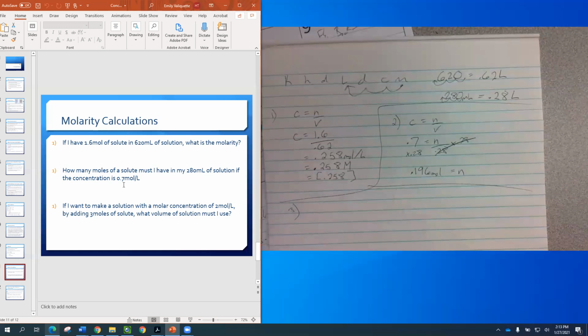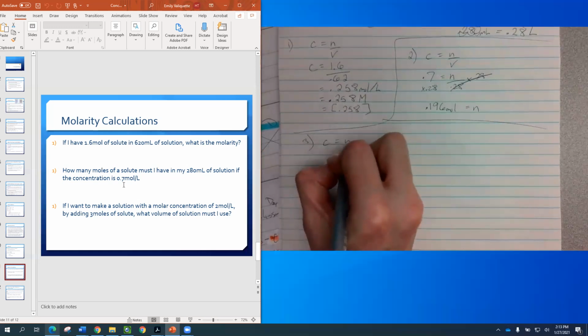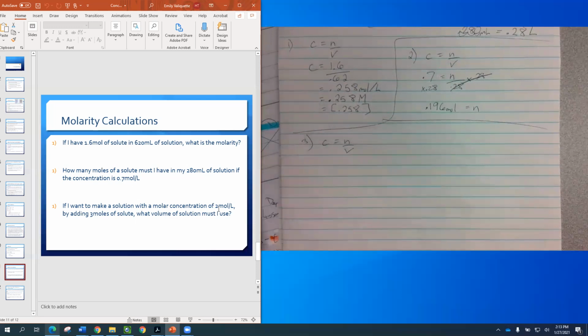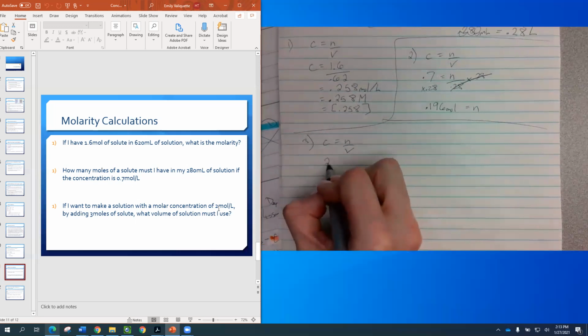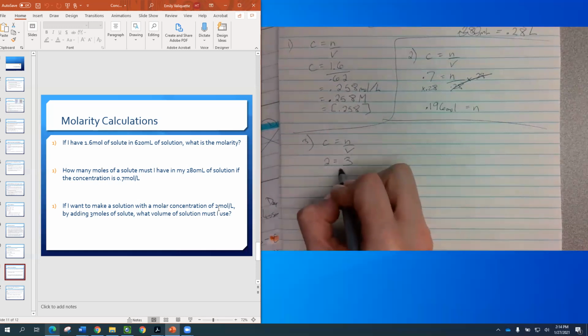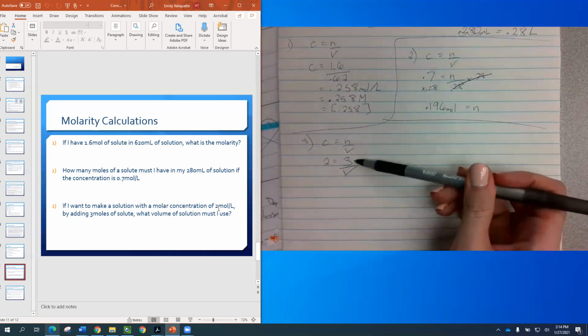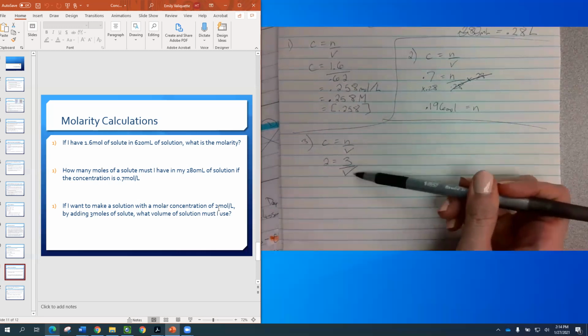For question number 3, once again, we have C equals N over V. Our 2 moles per liter is our concentration. We're given that we have 3 moles of solute, and we're looking for the volume. Again, when we have a fraction like this with a variable in it, the bottom has to move.